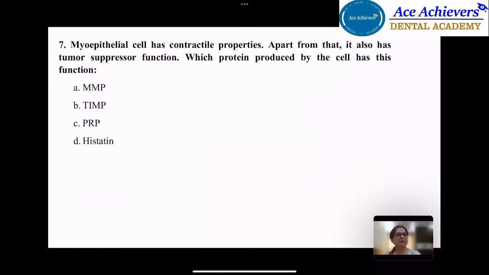For example, take squamous cell carcinoma. The epithelial cells break and enter the connective tissue, and from there they proliferate and move deeper into the connective tissue and into the surrounding structures.